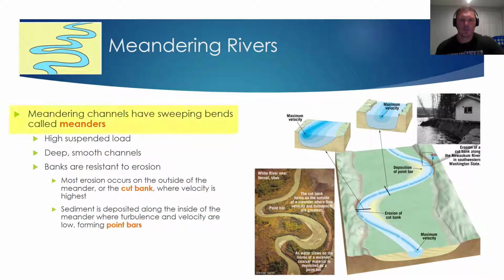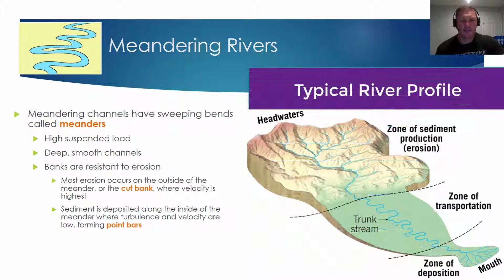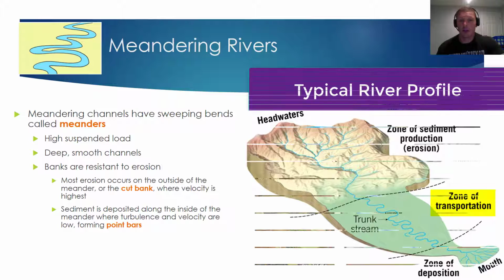Let's talk about meandering rivers, which are rivers that have a lot of curviness to them. If you recall the three zones of a river, most of the erosion occurs in the zone of sediment production, which tends to be towards the headwaters of a river. However, if you take a look at the zone of transportation, which is the zone in which sediment is transported over very long distances, you'll often see channels that have sweeping bends that we call meanders.